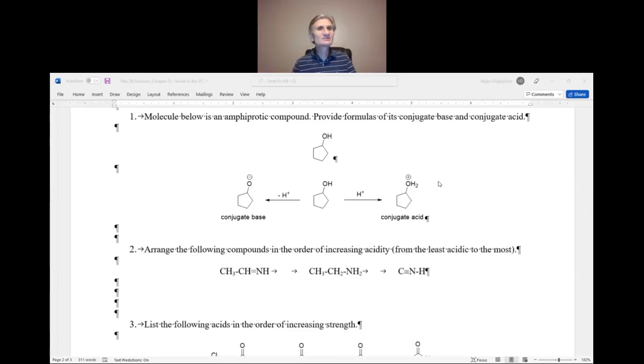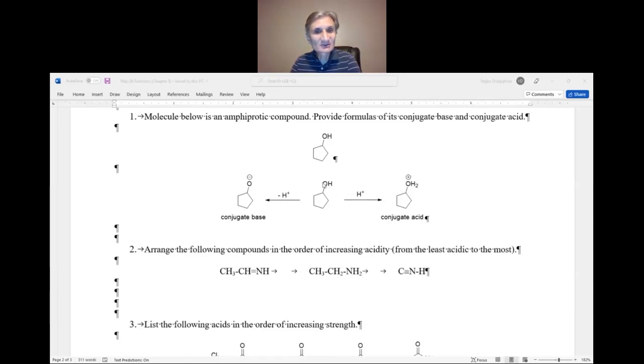So the molecule below is an amphiprotic compound. It's actually cyclopentanol. Provide the formula of its conjugate base and conjugate acid. Amphiprotic means that it could either accept or donate a proton. So it could act either as an acid, donating a proton, or as a base, accepting a proton. You start with cyclopentanol, and the conjugate acid is the protonated species. So when cyclopentanol accepts a proton, the conjugate acid is obtained.